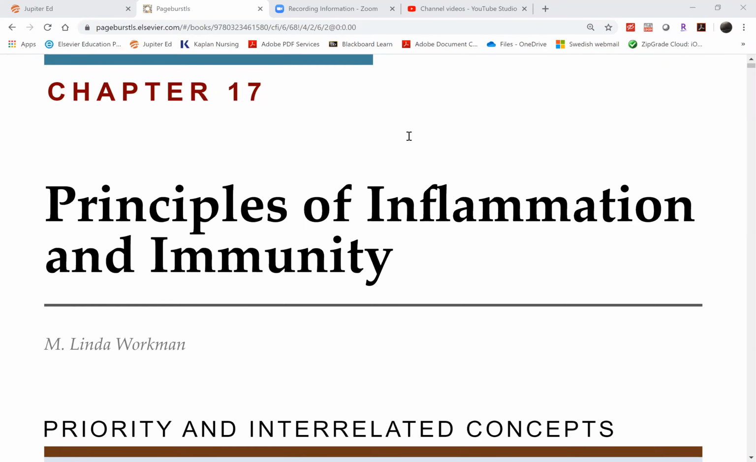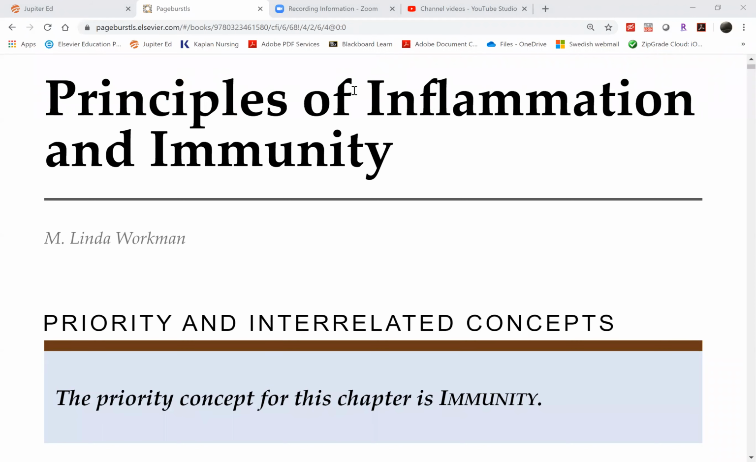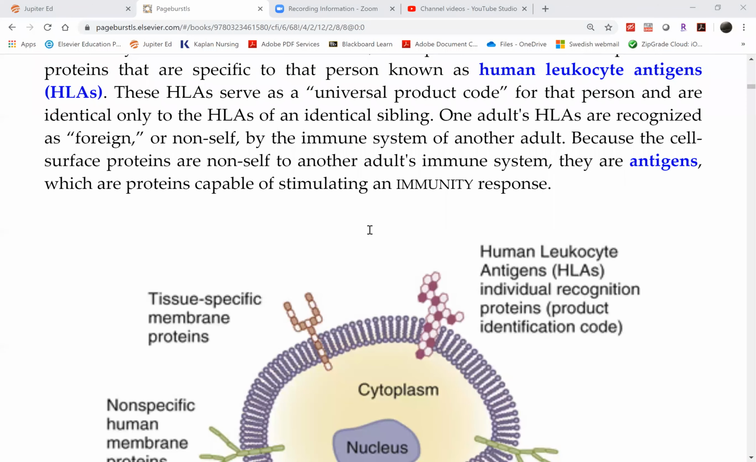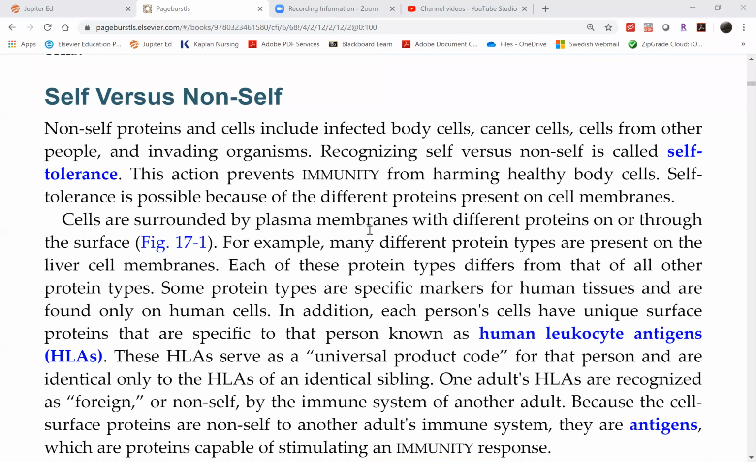Let's continue with chapter 17. It's not going to be the entire chapter. The testable part here is how to manage transplant rejection. Let's understand the concept first.